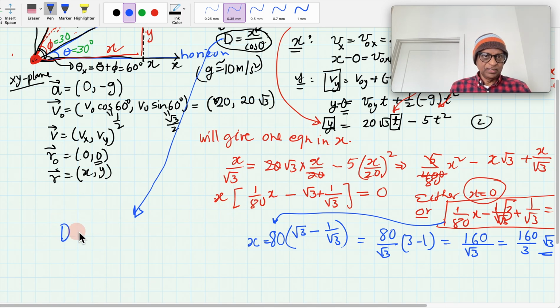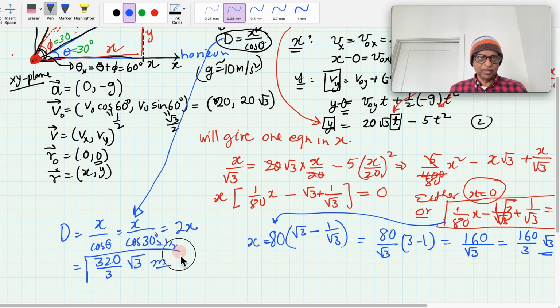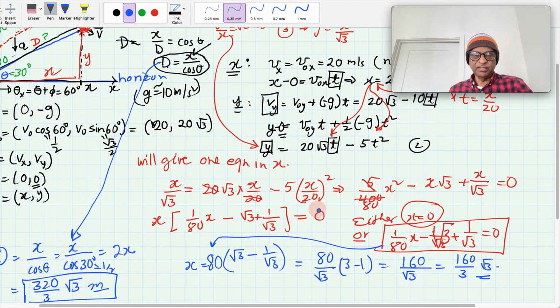And so we go back to our question for D. So D equals x over cosine theta, and this is 30 degrees, x over cosine 30 degrees, and this equals half, so this is 2x. So it just tells us that this will be 320 over 3 square root of 3 meters. That's the answer. So this is a pretty instructive problem.